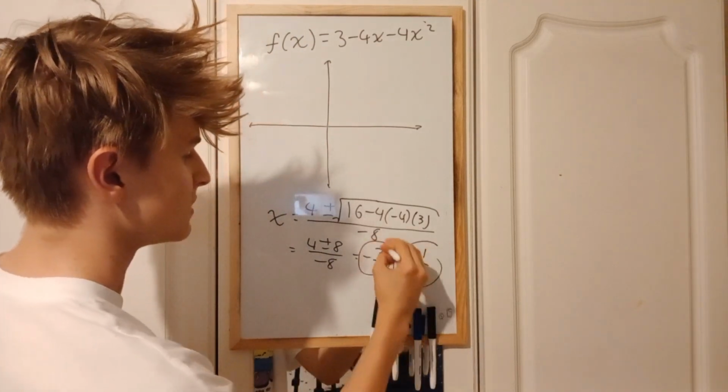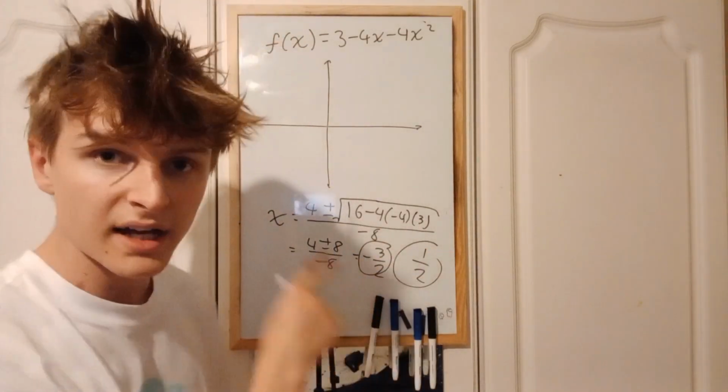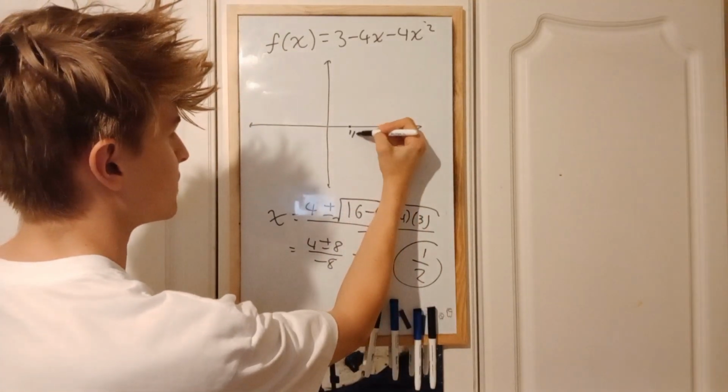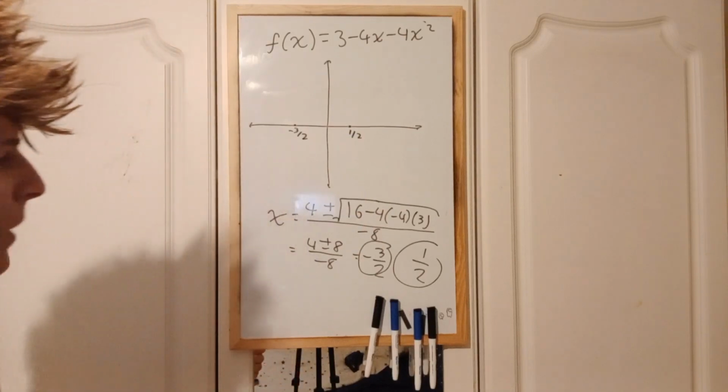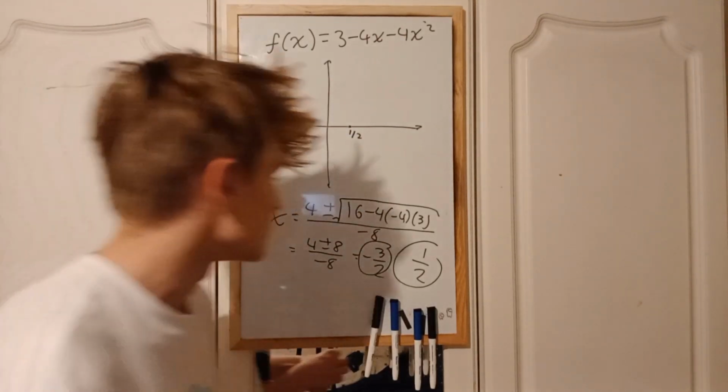So these are our two roots. So this is where it's going to cross the axes. So I'm going to label that here at 1/2 and here at negative 3/2. Okay, my boys, that is smashing.